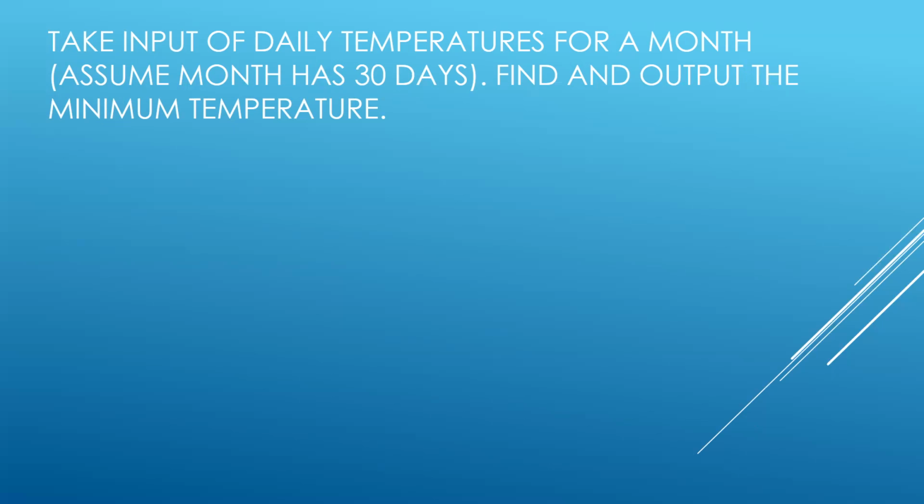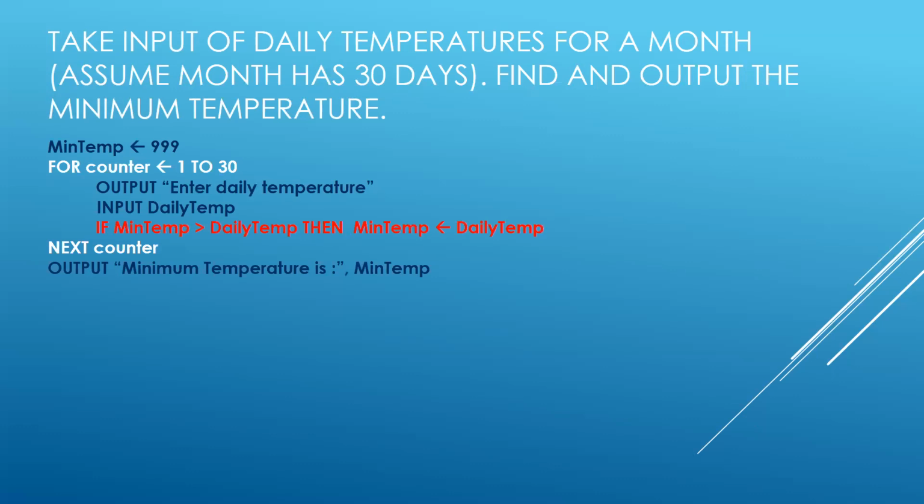Now, what you can see here is the same concept: we are going to initialize the variable min temp with the highest abnormal value. Again, remember, it's done the reverse way. Minimum will be initialized with the highest abnormal, and maximum will be initialized with the least abnormal. Remember the abnormal values. The loop will iterate 30 times because of 30 values. Again, you are taking the input, and you can see the if line: if min temp is greater than daily temp, then min temp equals daily temp.